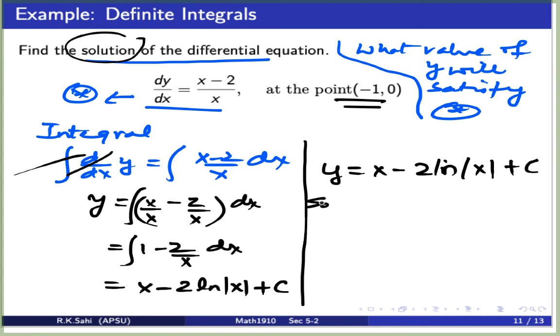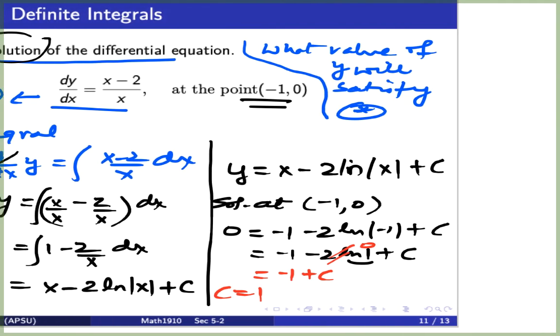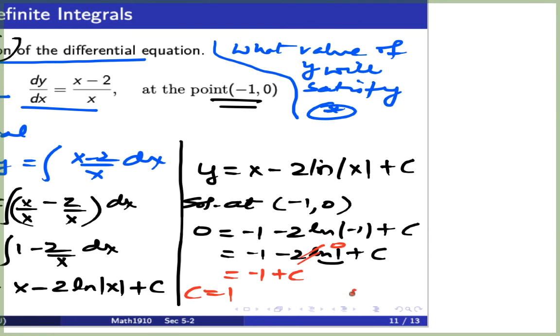Okay, so what's the solution at the point minus 1 and 0? Plug in the values, you get 0 equals minus 1 minus 2 natural log of minus 1. It doesn't matter, it's an absolute value, plus c. We get minus 1 minus 2 natural log of 1 plus c. We know natural log of 1 is, guys, a 0. So you get minus 1 plus c, or c equals 1. Now, what we do over here is we write the solution now. The solution y is x minus 2 natural log of x plus 1.